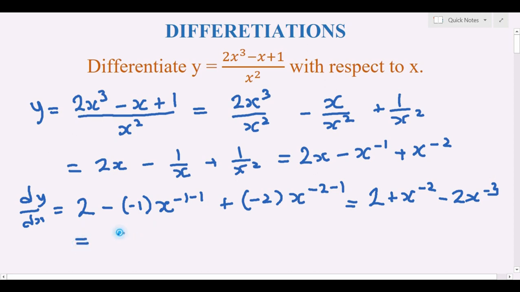This will give us 2 plus 1 over x raised to the power 2 minus 2 over x raised to the power 3. This is our answer.